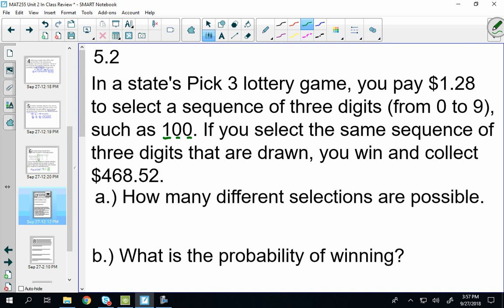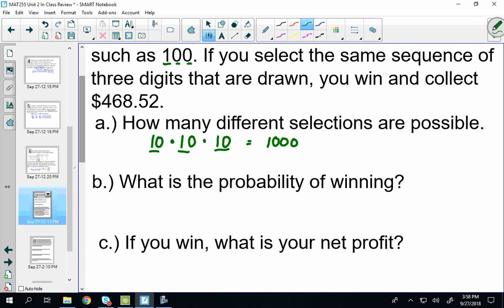$468.52. For part A, to figure out how many different selections are possible, we use our fundamental counting principle. There's 10 options for our first number, 10 options for our second number, 10 options for our third number. So there's 1,000 possible options. There's only one that wins. So our probability is 1 over 1,000, or 1/1000th.